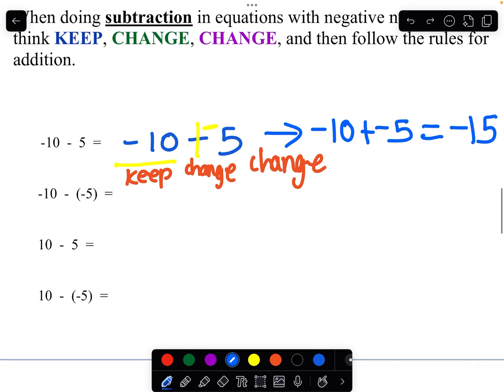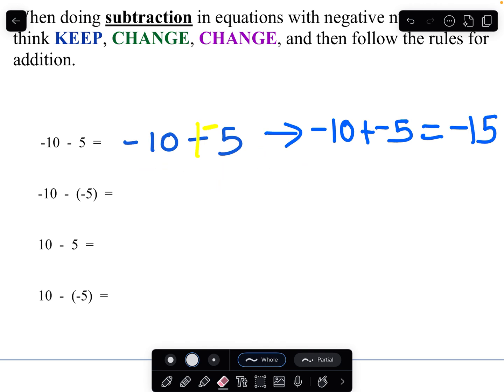Let's do the next one. What is negative 10 minus negative 5? Let me get some more space here. Negative 10 minus, and then here I have parentheses so that I don't get my minus sign confused with the negative sign in front of the number.